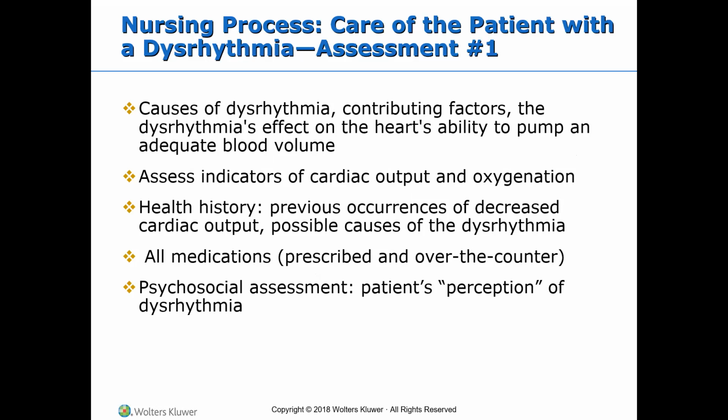So let's look at the nursing process for the care of a patient with a dysrhythmia. You need to look at what the causes of the dysrhythmia are, the contributing factors, and the dysrhythmia's effect on the heart's ability to pump an adequate blood volume. We talked a little bit about AFib. Some patients can be in AFib and have no problems with staying that way. And other patients, once they go into AFib, they have shortness of breath. They have exertion issues where they don't have the ability to walk down the hallway without being really tired.